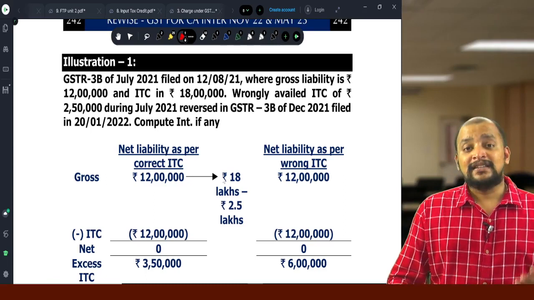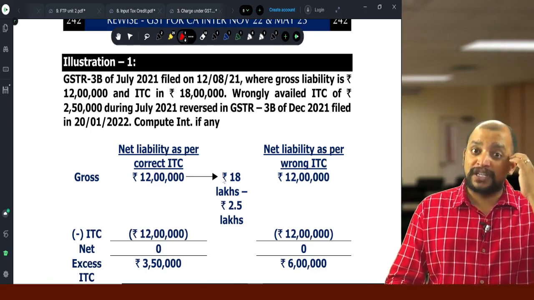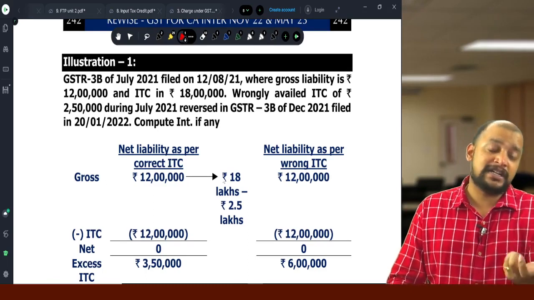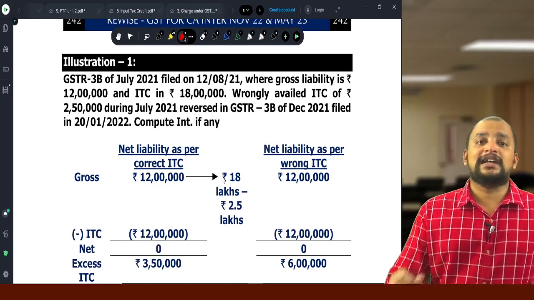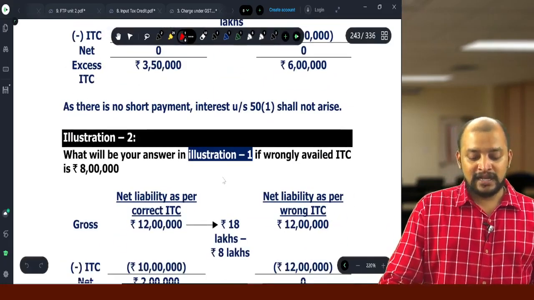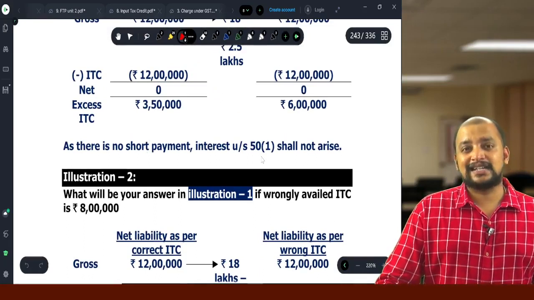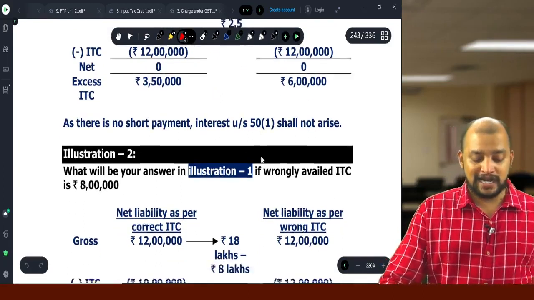which means that the wrongly availed ITC we have not utilized. Why have we not utilized it? Because whether you have not taken that wrong credit or you have taken the credit, the net liability is going to be the same. So due to that reason we have not utilized it. Therefore, as there is no short payment, interest under section 50 subsection 1 shall not arise.